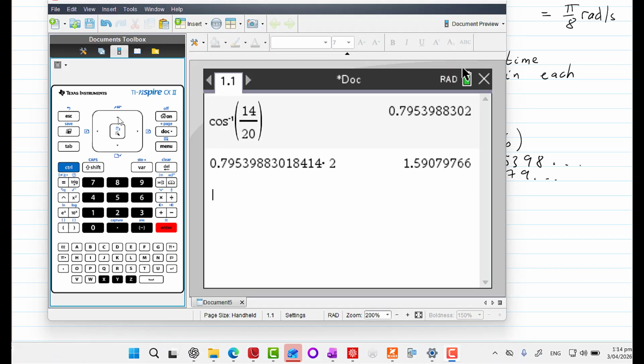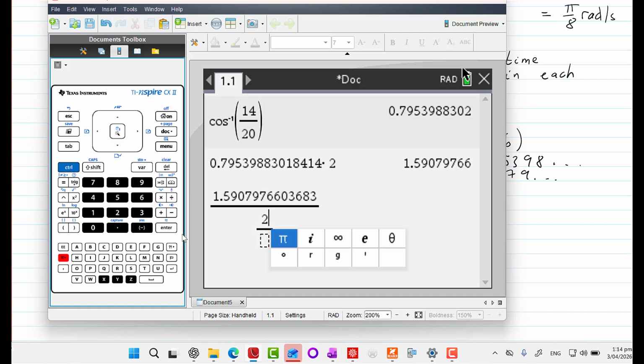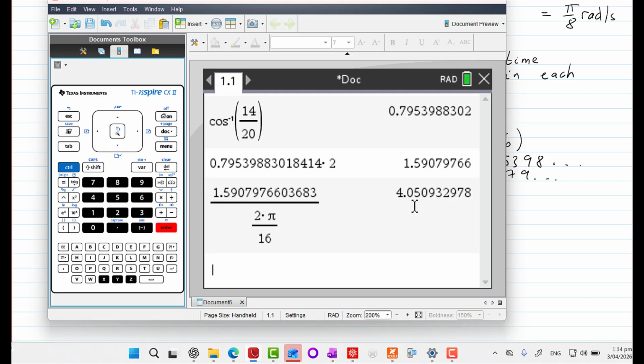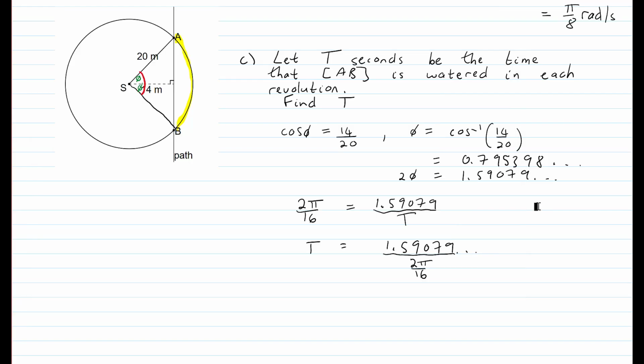Okay, so just bring that answer down there, and then that was divided by 2 pi over 16, and there it is there, 4.0509 and so on. So this equals 4.0509. To 3 significant figures, t is equal to 4.05 seconds.